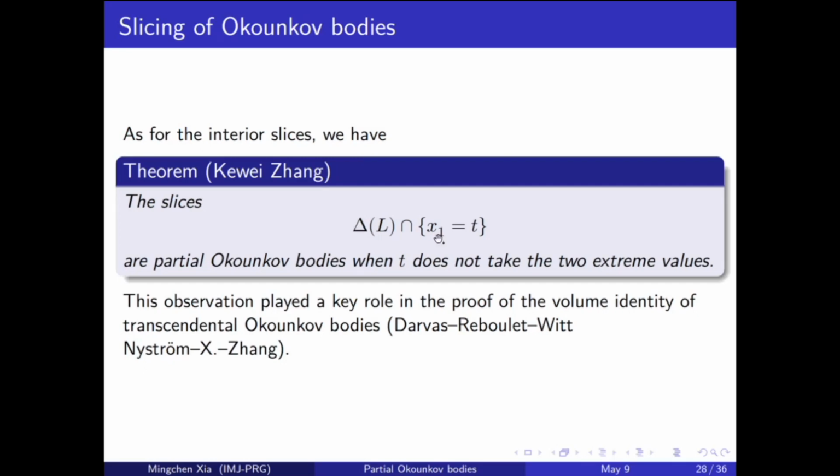In that case, the slice, the intersection of delta L and x1 equals t, is given by a partial Okounkov body. This result was first observed by Kaveh and Zhang using a very deep extension theorem about Kähler currents. And this observation actually played a key role in our proof of the volume identity of the transcendental Okounkov body as well. That was a result by Tamás Darvas, Mingchen Xia, David Witt Nyström, myself, and Kaveh and Zhang 1 year ago.